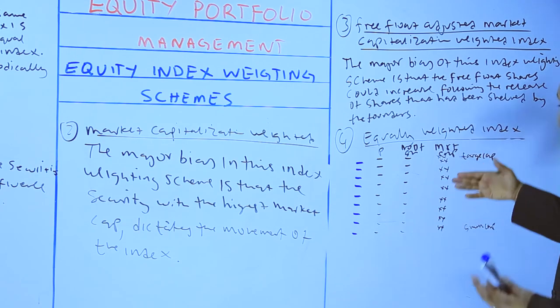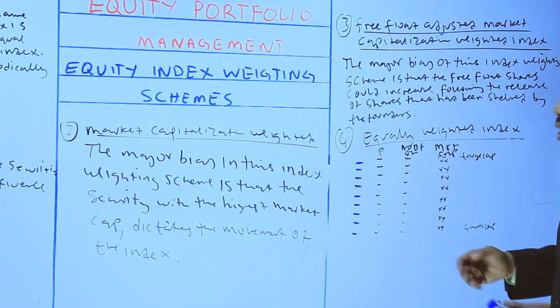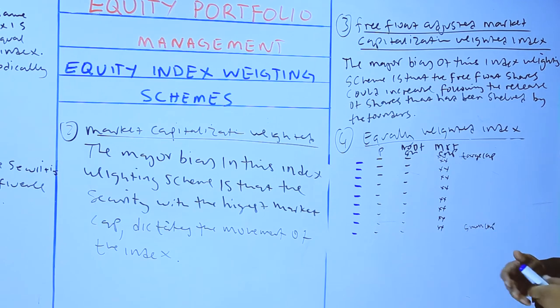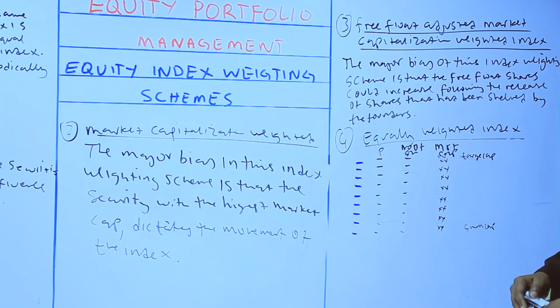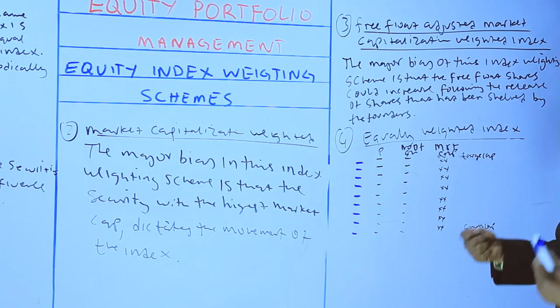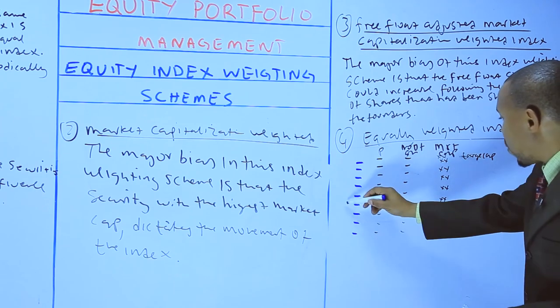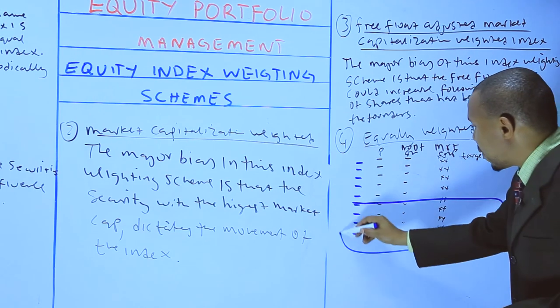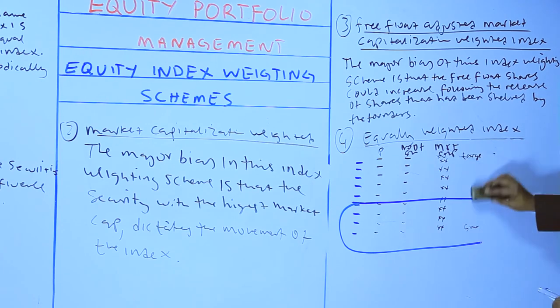The index under the equally weighted index is computed as if the investor has an equal investment in each stock. This index must therefore be adjusted periodically, must be rebalanced periodically. So these are the stocks which will have a major impact on indexing.